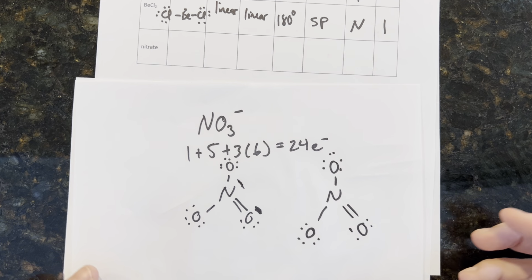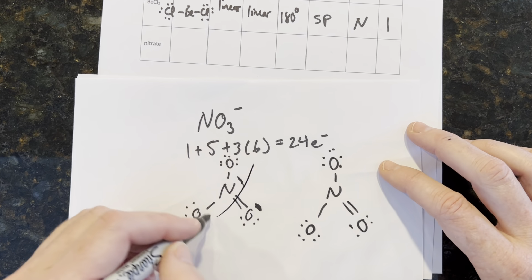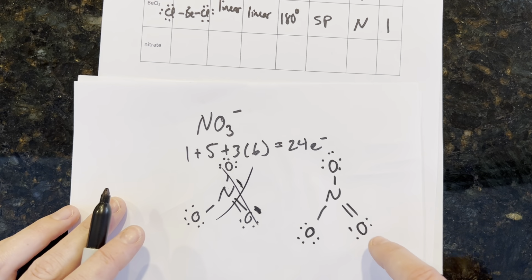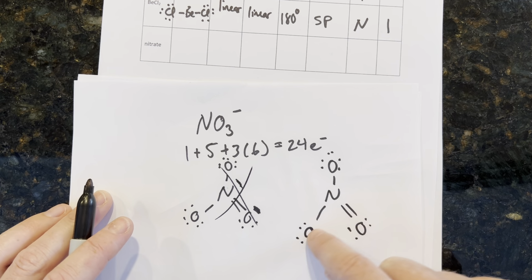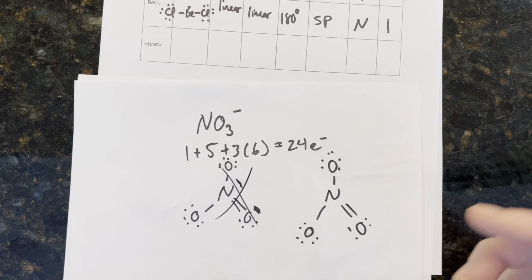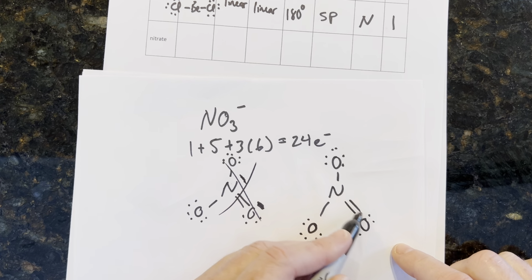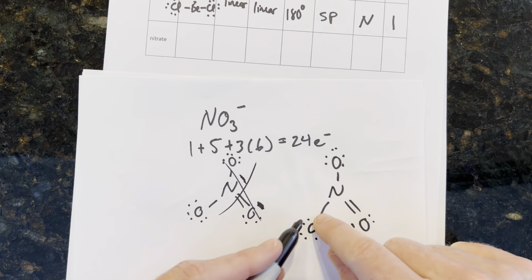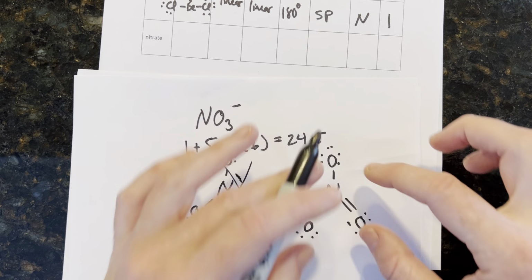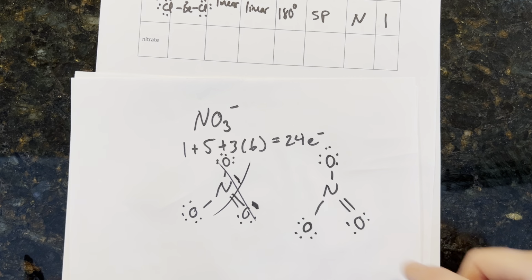Is that fair? Definitely not fair, because this one has a double bond and these two don't. So it resonates, meaning that double bond doesn't actually exist. This bond right here is delocalized and equally shared between all of these.